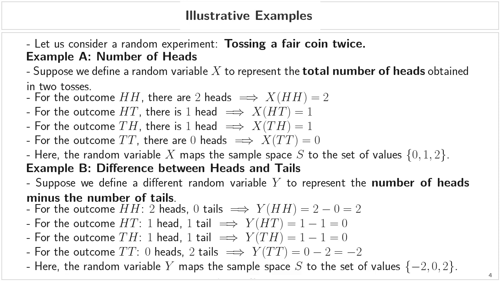In this second case, our random variable y maps that same sample space S to a different set of values, the set containing negative 2, 0, and 2. As you can see, the experiment hasn't changed, but by changing our rule or our random variable, we get entirely different numerical data to work with. This flexibility is exactly what allows us to perform the complex statistical analysis we will see in our next slide regarding real-world applications.